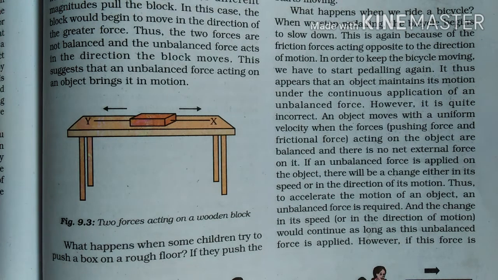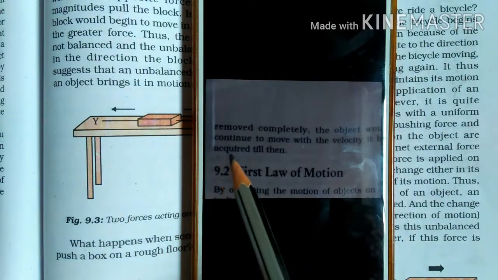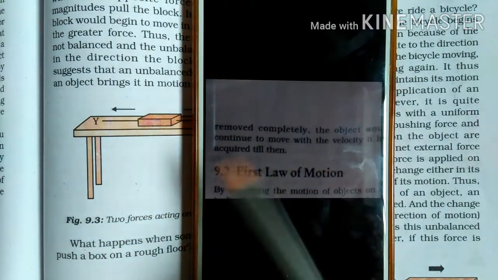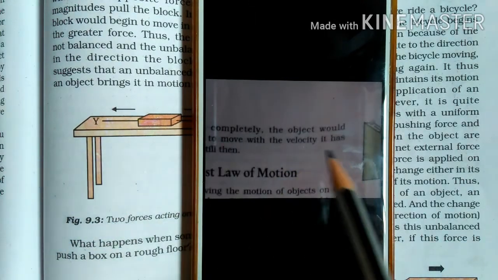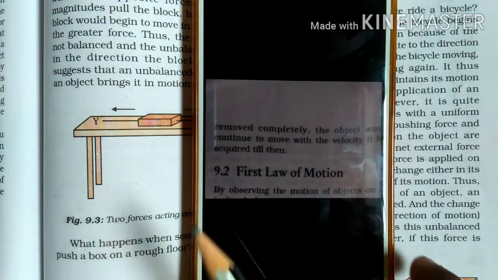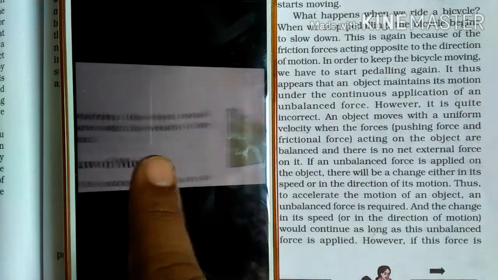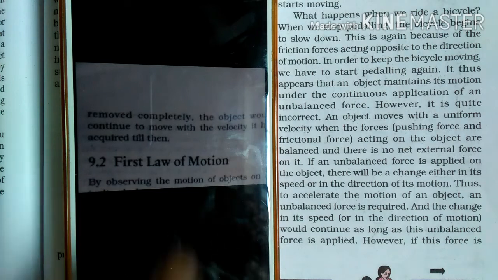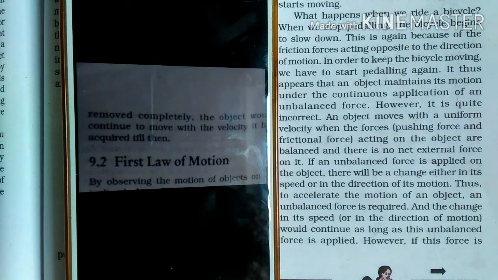However, if this force is applied and then removed completely, what will happen? See here, the object would continue to move with the velocity it has acquired till then. It means when we apply force and then remove it completely, the object would continue to move with the velocity it has acquired till then.